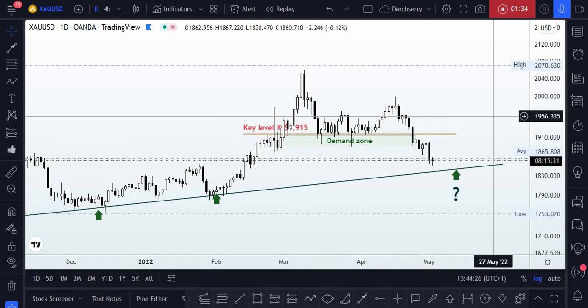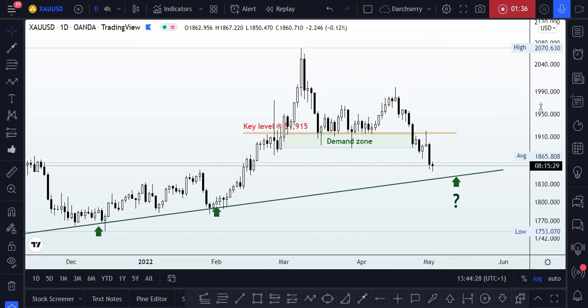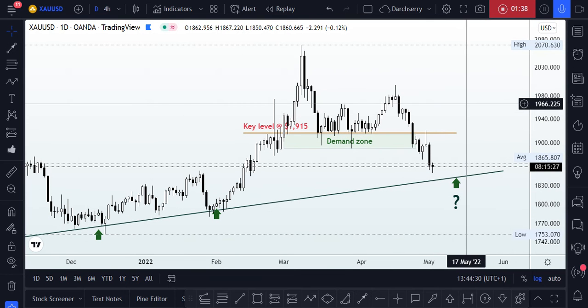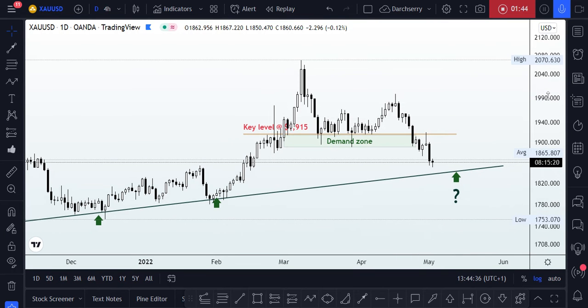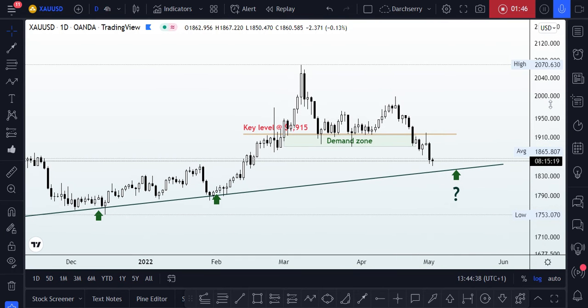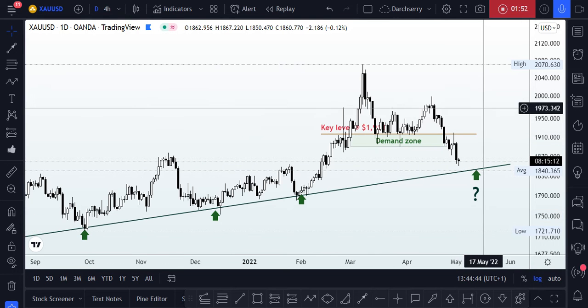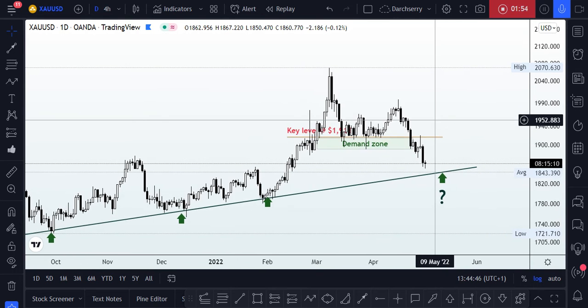And one thing that is peculiar to my style is that for every impulse leg, there is always a retracement phase. And this retracement will definitely culminate within 50 to 78.6% of the previous impulse leg. So what we are going to be looking out for is this.